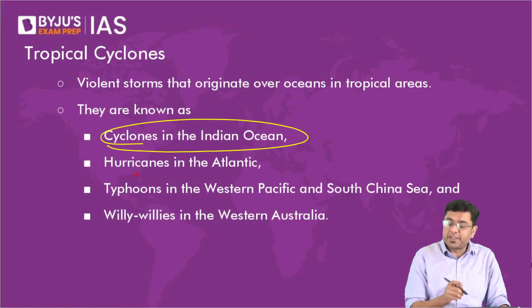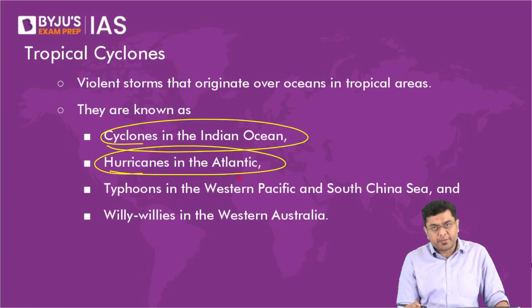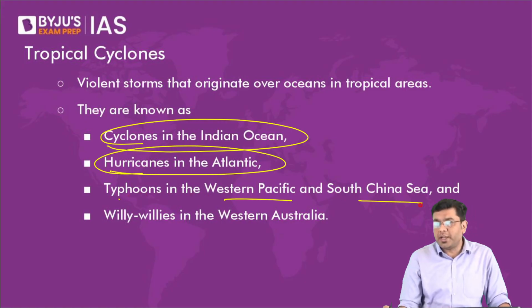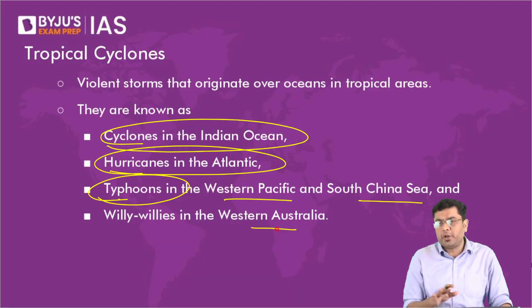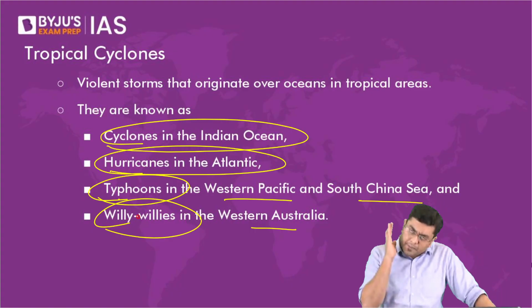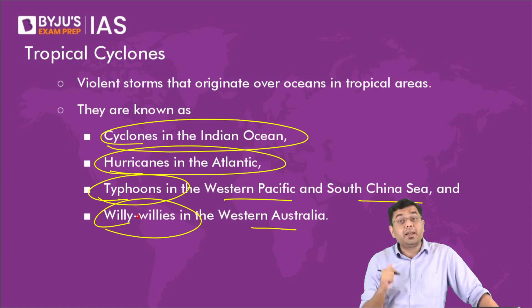If the same disturbances or storms originate in the Atlantic, they are referred to as hurricanes. In the Western Pacific and South China Sea, they are known as typhoons. If they develop in the region of Western Australia, they are referred to as willy-willies. All of them are the same formation. The naming is different. So let us understand how they get created.